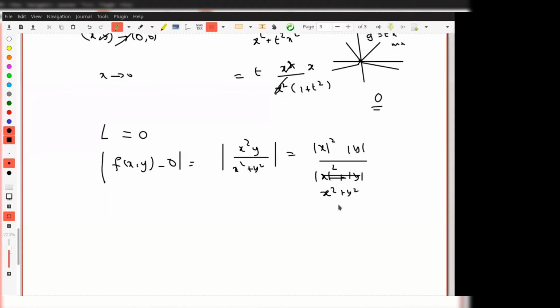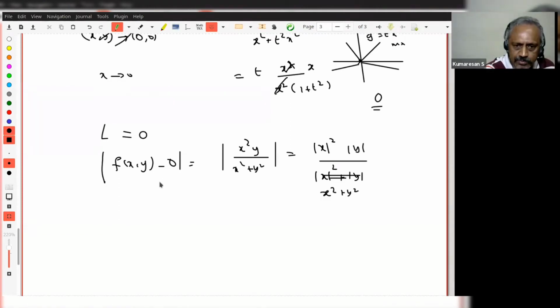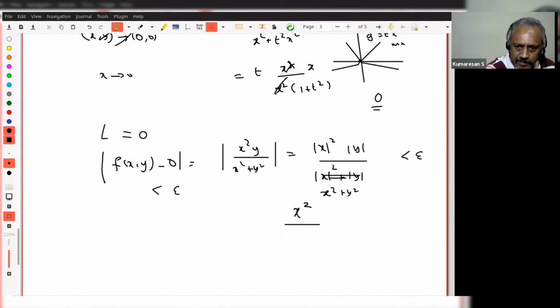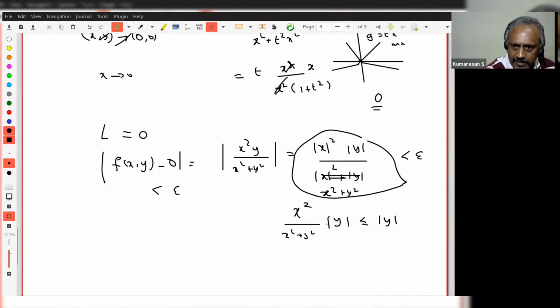Okay. Now, remember, what do I want? I want this to be less than epsilon. Okay. Can anybody see how to make it? So I have x squared by x squared plus y squared into mod y if you want. Notice that x squared by x squared plus y squared will be less than or equal to 1. Therefore, this is less than or equal to mod y. If I want to make this less than epsilon, it's enough if I make mod y less than epsilon.